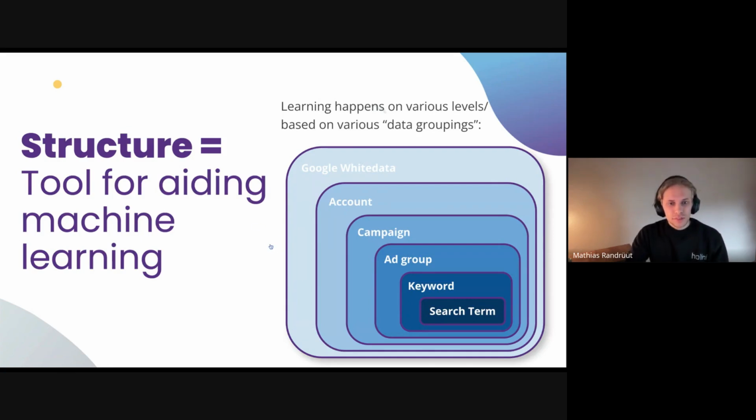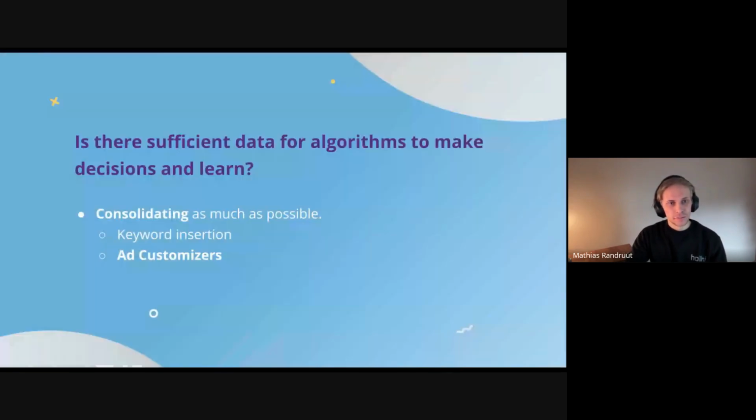Now, why it is important is that if we want maximized relevance, we are usually creating multiple ad groups and really separating the data. At the same time, Google now cannot learn that well. So the question to ask ourselves really often is: is there sufficient data in this situation that algorithms can make decisions and learn?